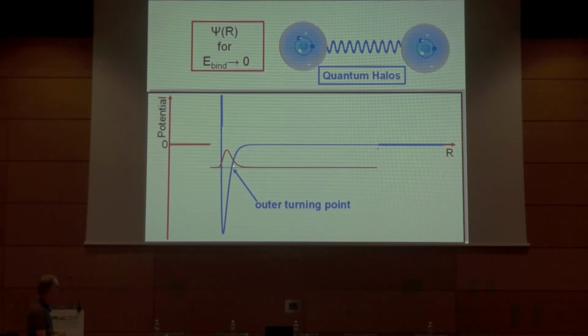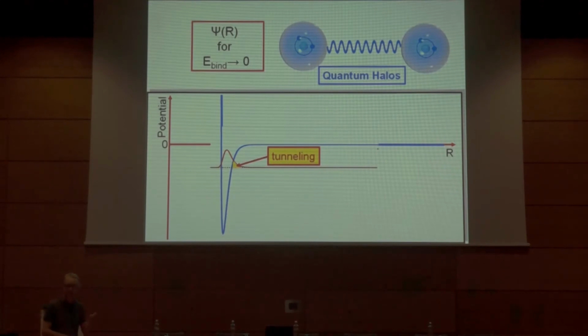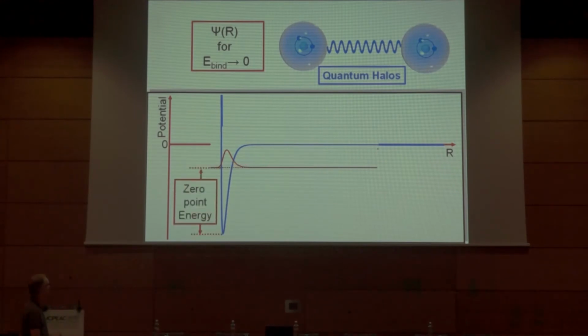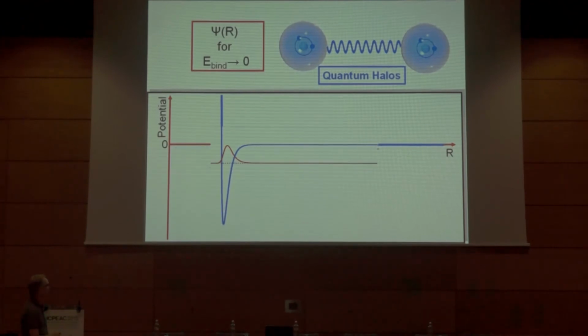So a classical particle would roll between this and this point. These are the turning points. Since it's quantum mechanics, you have some kind of tunneling here into the classically forbidden region where the particles have negative kinetic energy. And that is the zero-point motion, and that is the binding energy. And now we reduce that and keep going.